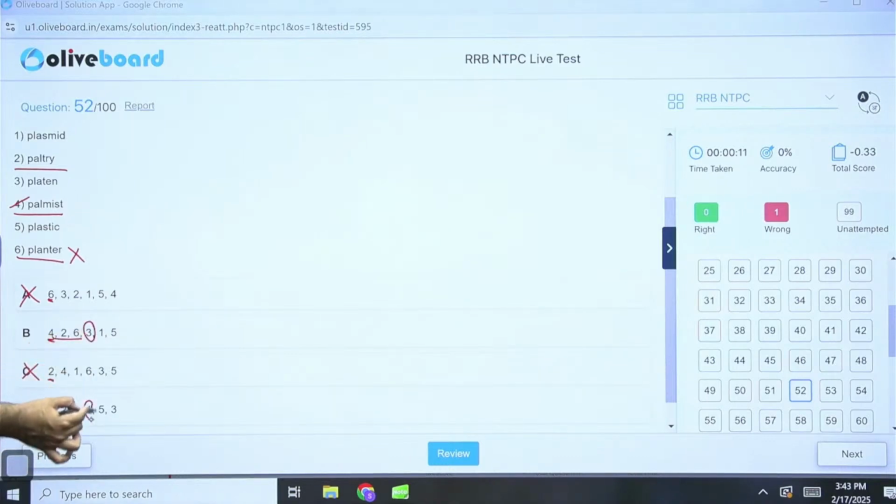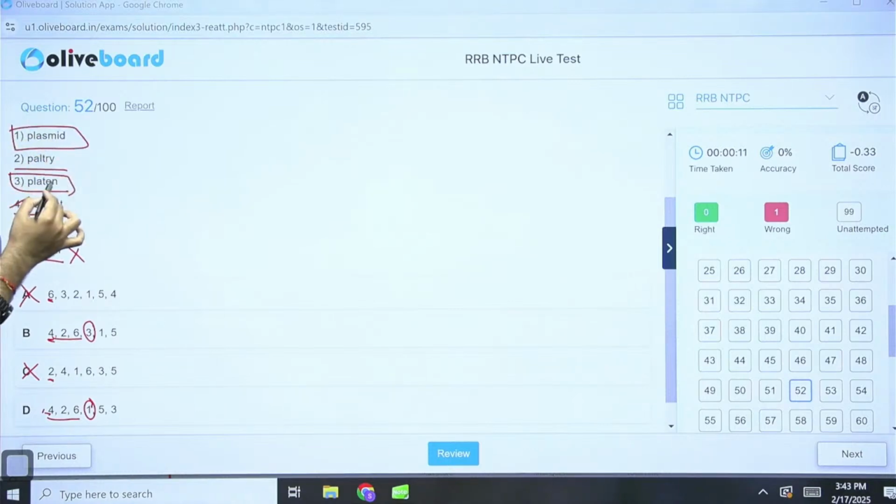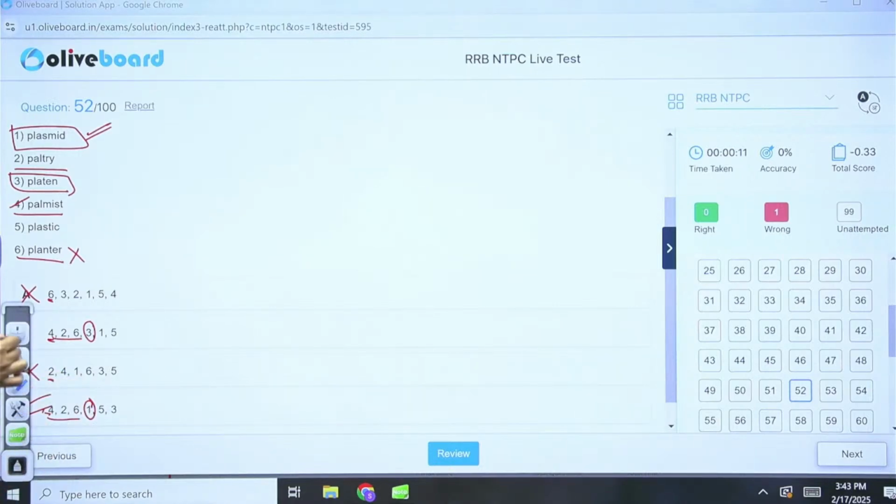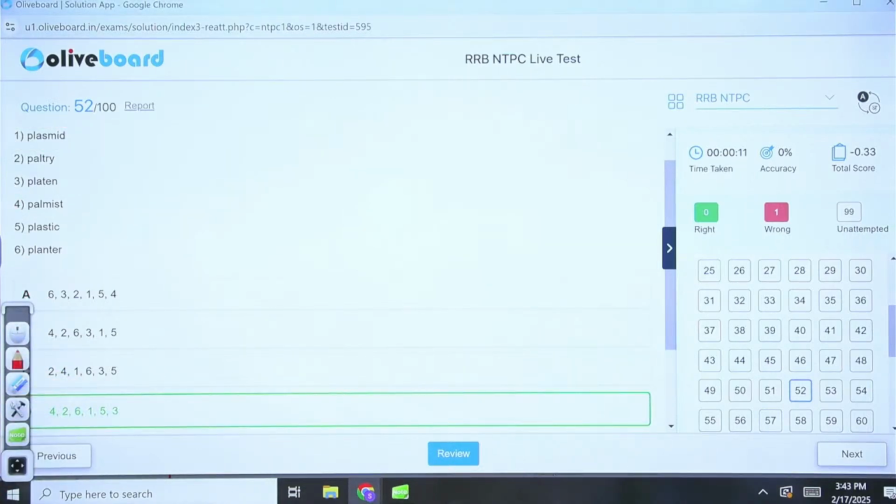Next one is between 3 and 1. Between 3 and 1, whichever will come first will give you your answer. So plasmid and platen, you know 19 and 20. Plasmid is going to come first. So option D becomes your correct answer. After 6, 1 will come first. Option D is your right answer. That's how quick you can get in these questions.